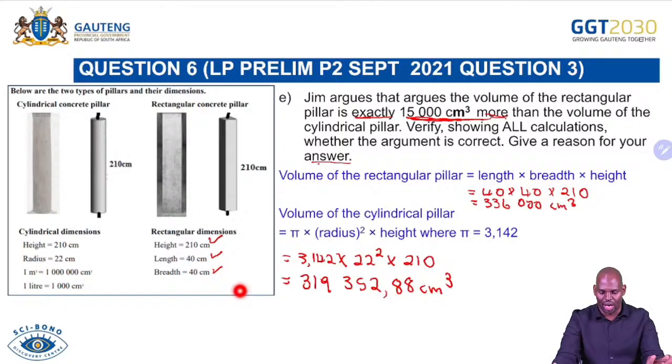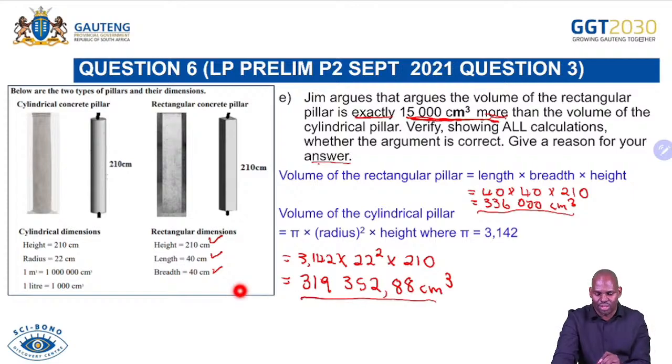We need to check, have we answered the question? Not completely. They say the rectangular pillar is exactly 15,000 cubic centimeters more, so we need to calculate the difference. It means this one is more than the other one by 15,000, according to Jim. So let's calculate the difference.